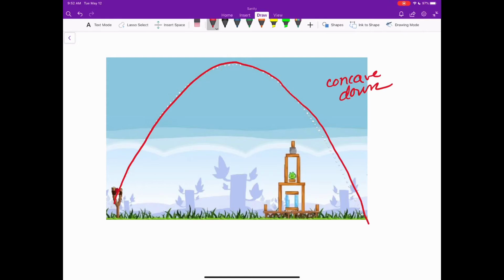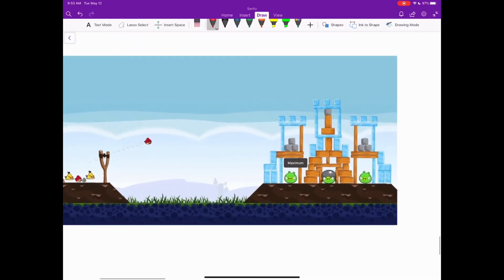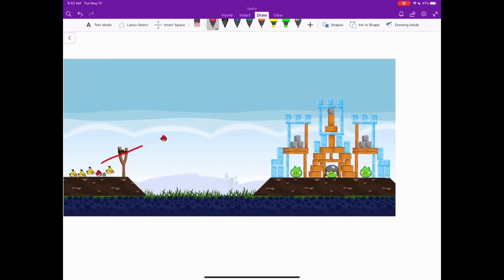This is like a quadratic graph. Again, with this one, you see that from the start, all these little points right here, you could predict this entire graph. And again, this would be considered a concave down graph.